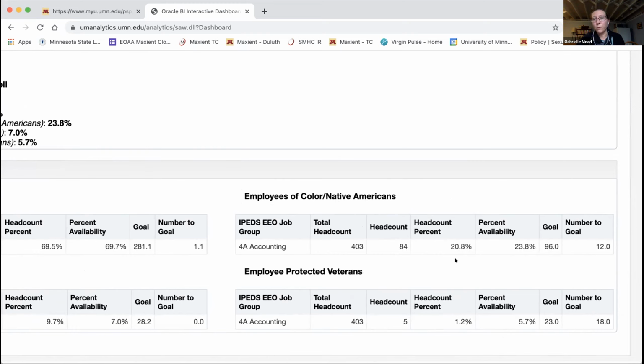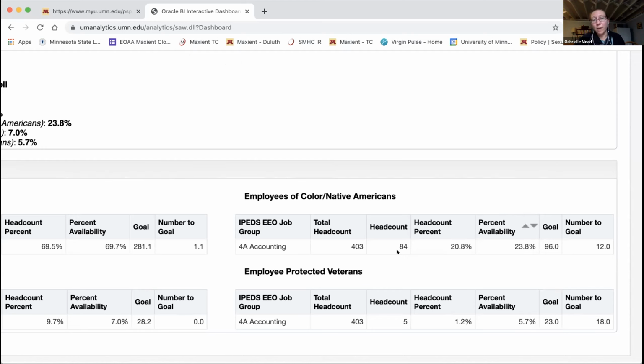That's 20.8%. Our estimated availability is 23.8%, so of that 403, that would be a person of color, a Native American. I have to move all of your faces over here so I can see. So that would be 96 people.